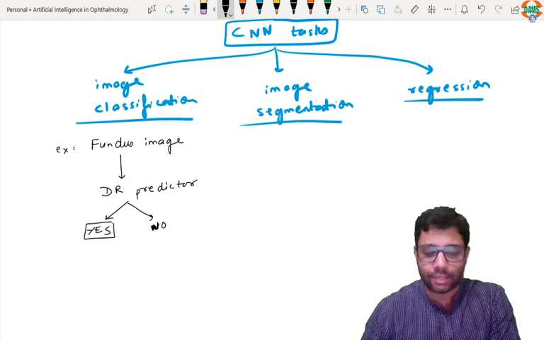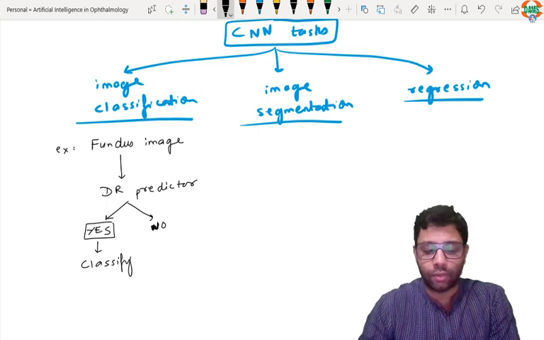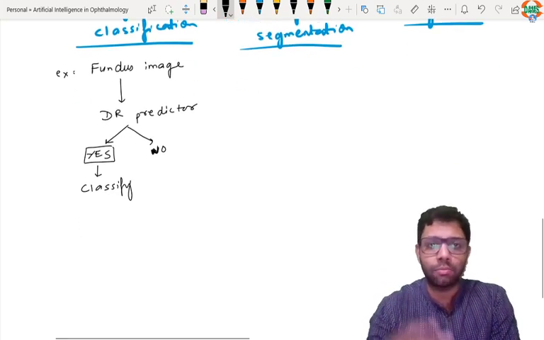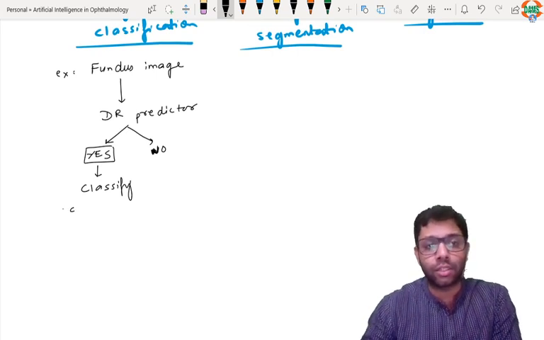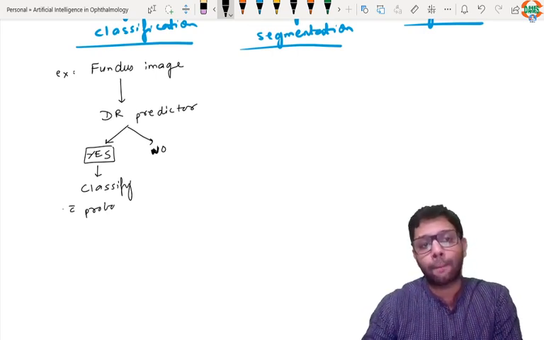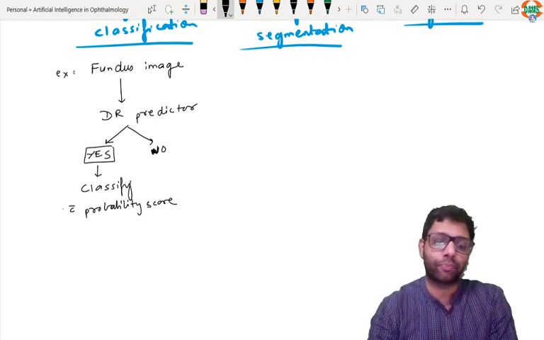Now if it is a yes, then it can also tell about the staging or the classification of diabetic retinopathy based on the ETDRS classification. Now what is the advantage? It comes with a probability score, that how much is by chance and how much is actual.